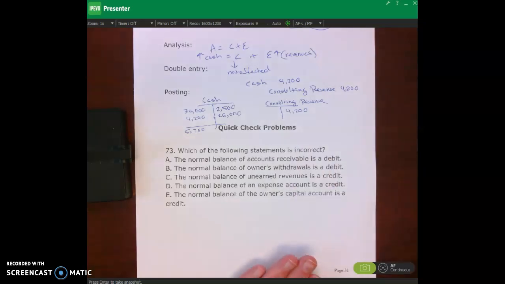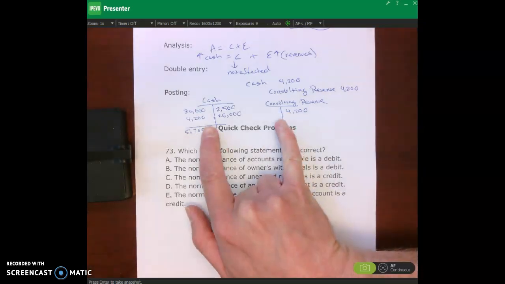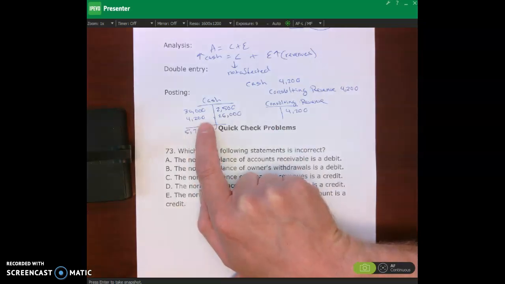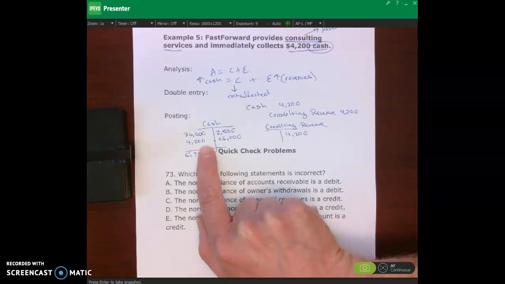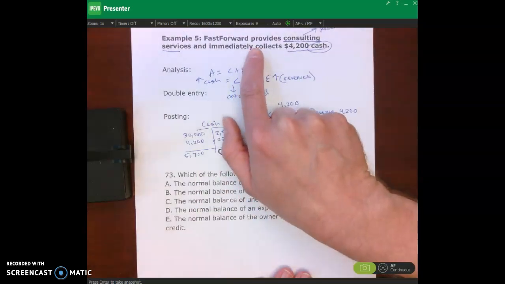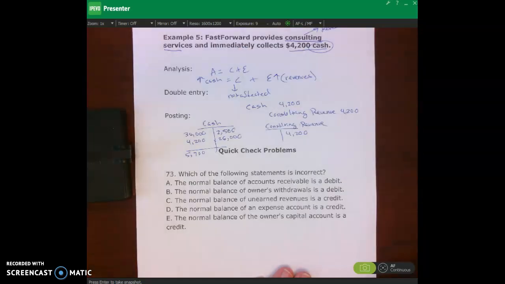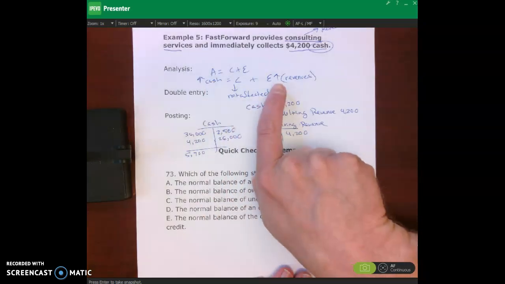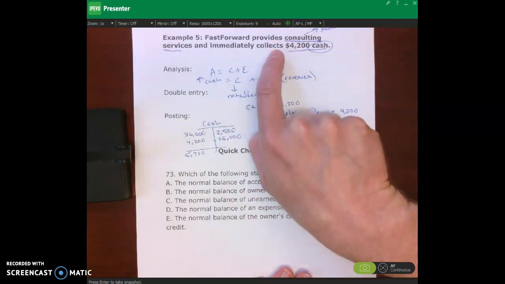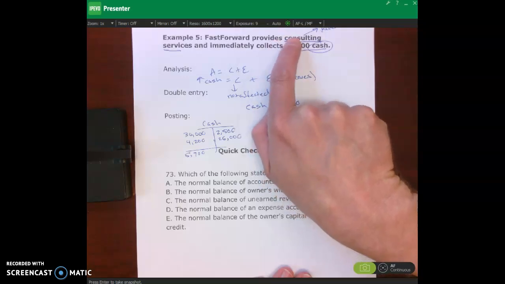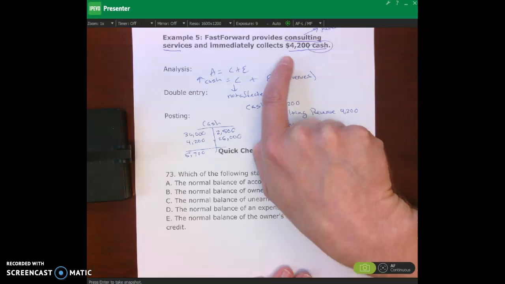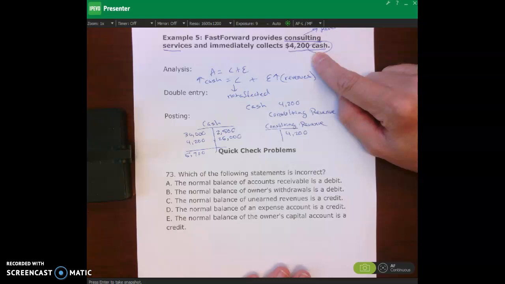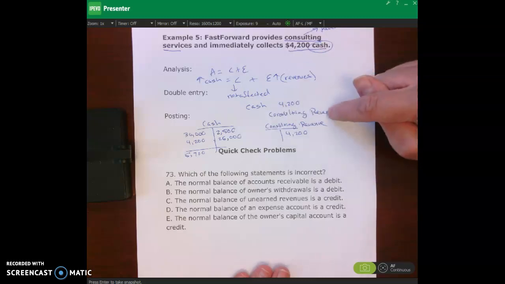Before I did that, I wanted to return to this problem just to make sure you understand how I calculated the balance in cash here. If you look back at this problem, this was our example 5. Fast Forward provides consulting services and immediately collects $4,200 cash. We said that assets go up because cash is going up. Equity goes up because revenues are going up. And how do I know that revenues are going up? Because it says provides consulting services. How do I know cash is going up? Collects cash. It says cash is going up. Liabilities are not affected. So then we debit cash, credit consulting revenue.